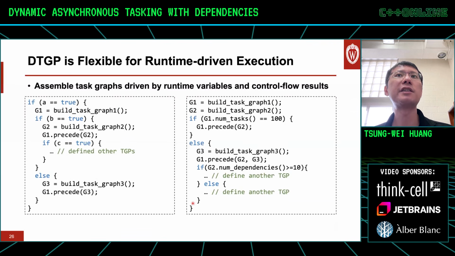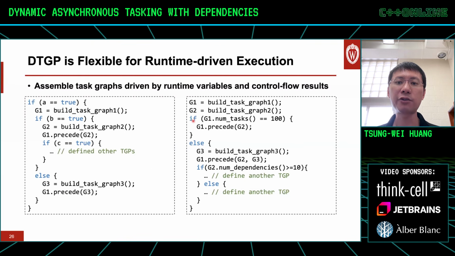One major advantage of DTGP is the flexibility for you to enable very, very dynamic execution that is completely driven by runtime or dynamic control flow results. For example, depending on the values of the variables A, B, C over here, I can create a totally different task graph. If A is true, I can create a task graph G1. If B is true, I will create a task graph G2 that runs after G1. Otherwise, I'm going to create a totally different task graph G3 and ask G3 to run after G1.